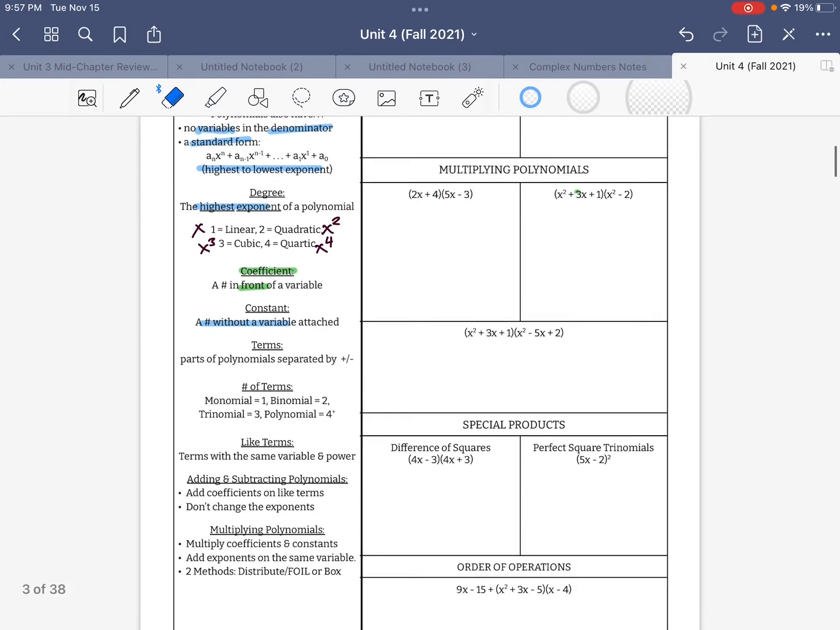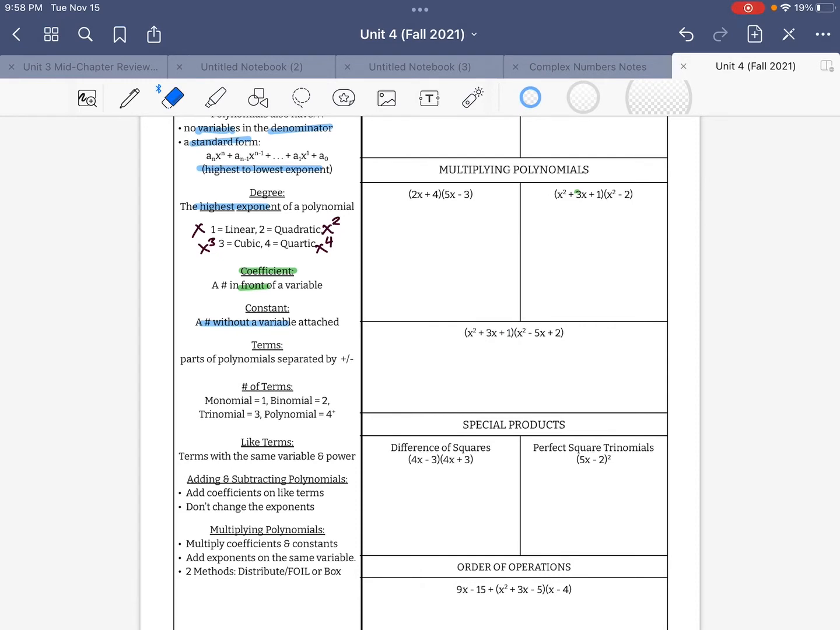Then we have terms. These are just the parts of a polynomial. They have to be separated by a plus or minus sign. So for example, right here, this one would be called a trinomial because it has 1, 2, 3 terms. Again, I've talked about that, but I just want to be very clear that they have to have a plus or minus in between. For example, the 3 and the x in the middle there count as one term.